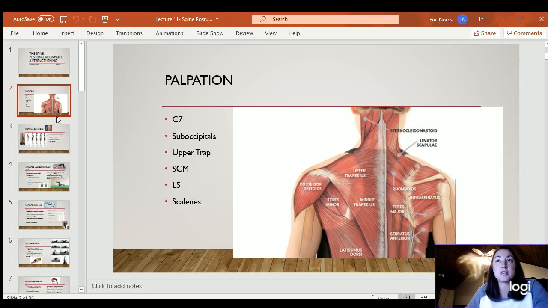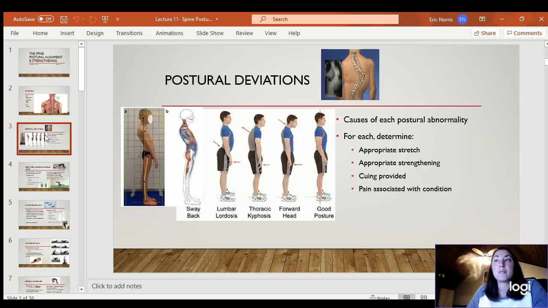So palpation is one of those. All the postural deviations are things that we will go through in lab as well, and trying to determine what is tight, what is an appropriate stretch, strengthening, and cueing provided to maintain an erect posture. Also pain associated with those conditions. So we'll cover this slide in lab.